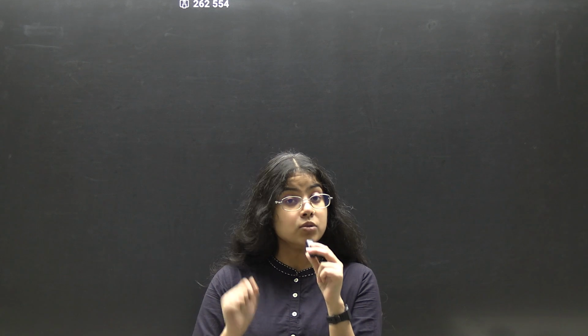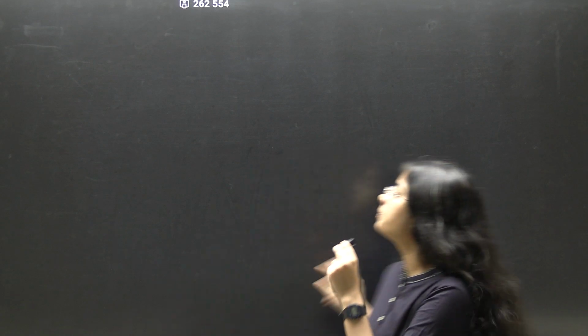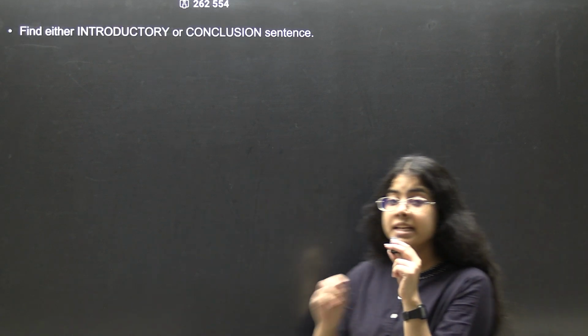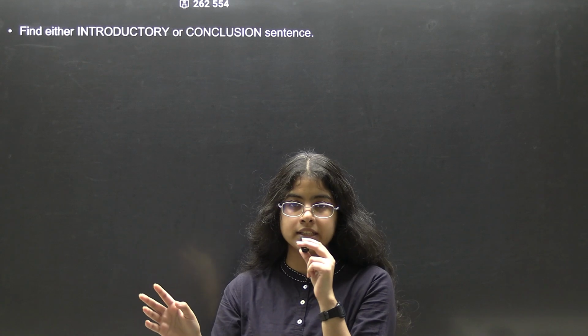Okay, we'll try to solve two questions together, but before that, let us do some basic theory of what you should keep in mind for parajumbles. Okay, the easiest way is to find the intro sentence and the conclusion sentence.